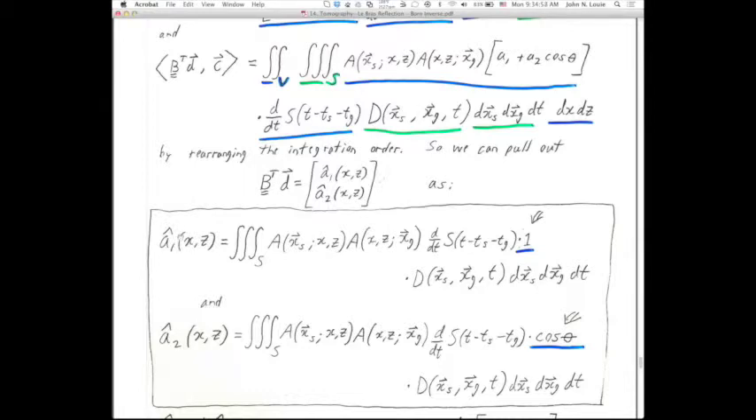If we just want to extract A1, and notice I put a hat over it, this is an estimate. This is a back projection. Obviously we can't integrate over the model space V, so we're not going to do the blue integrals. What's left to do are the green integrals. So A1 at x and z is an integral over all the data, over all of S.